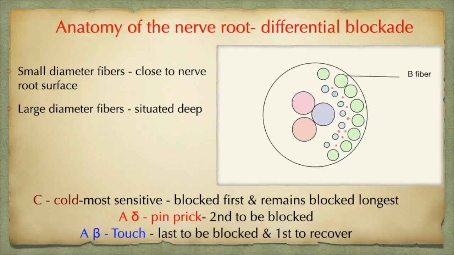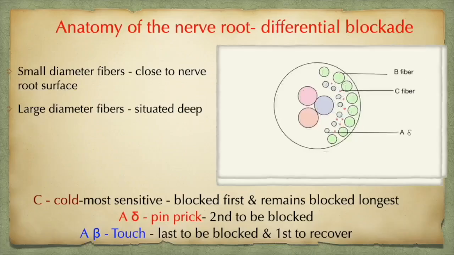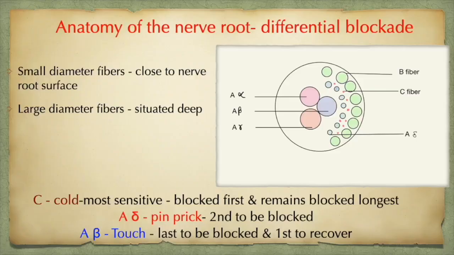And the next fiber placed is the C fibers. They are smaller in size and more sensitive, and they are also relatively on the outer surface of the spinal nerve when compared to the other nerves. So they are the first sensations to be blocked, and they remain blocked for the longest period. Next are the A delta fibers, which carry the pinprick. They are the second to be blocked, and the last to be blocked are the A beta, which carries the touch sensation. This is regarding the sensations.